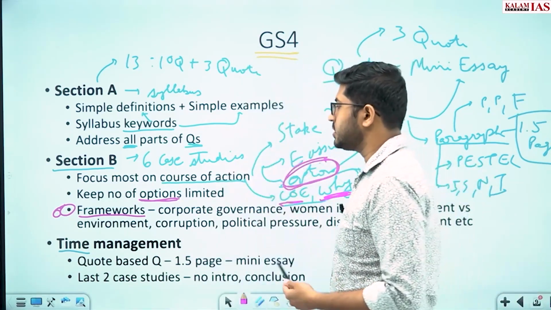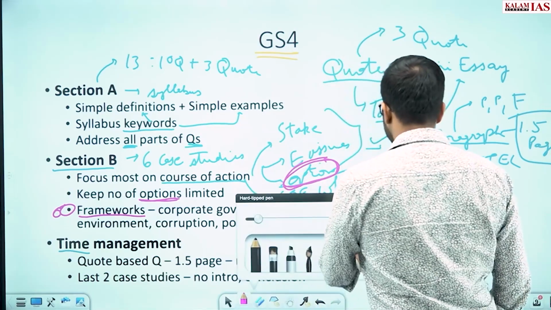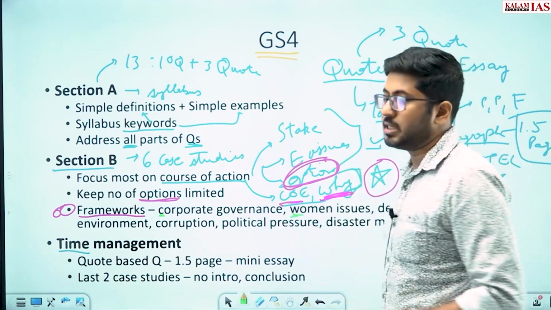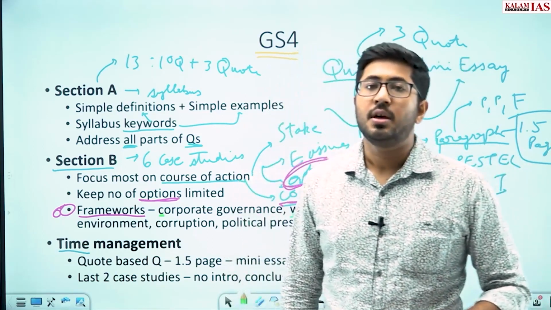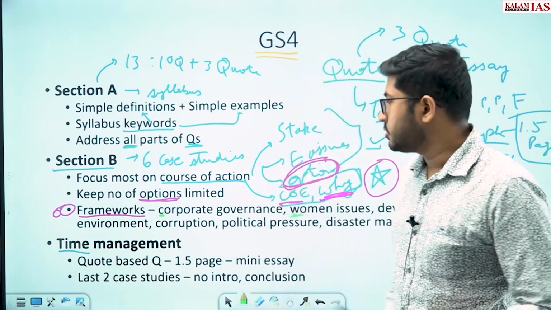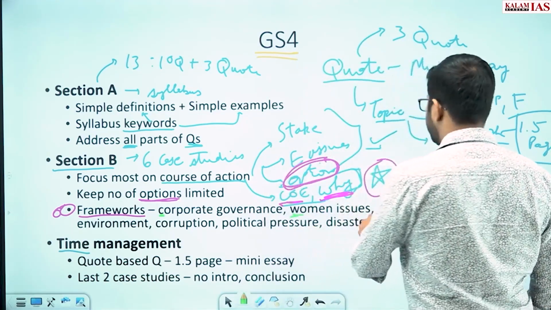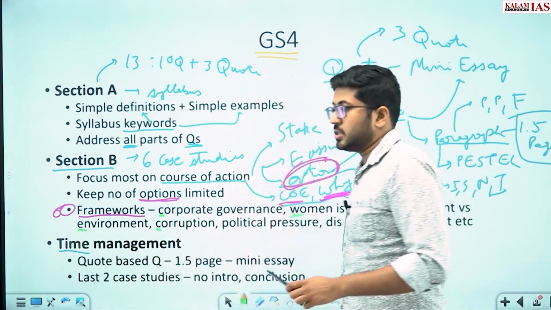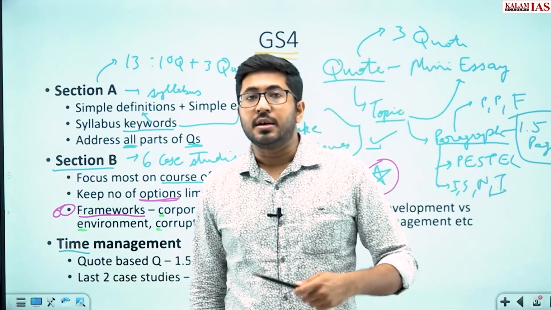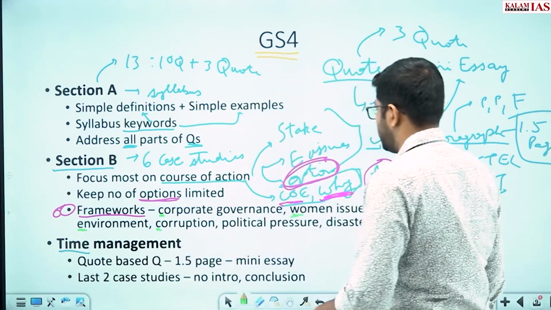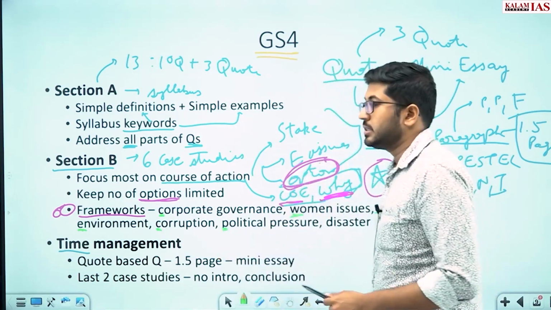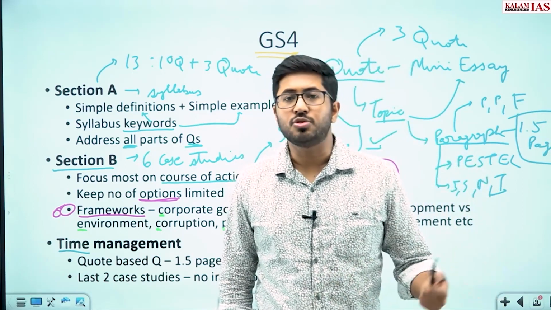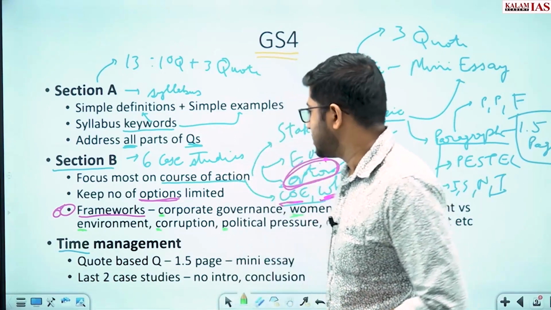So if you see the PYQs, a lot of case studies are related to fixed themes like corporate governance, women related issues like domestic violence, sexual harassment, or harassment of women at the workplace. So there are various women related issues. Then development versus environment kind of case studies. Then issues related to corruption, that you are involved in corruption or someone is indulging in corruption, how will you stop it. Then cases related to political pressure, that your political boss is trying to make you do something that is against the rules or against your ethics or something of that sort.